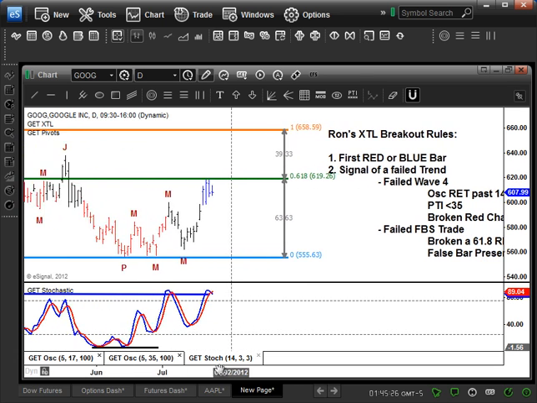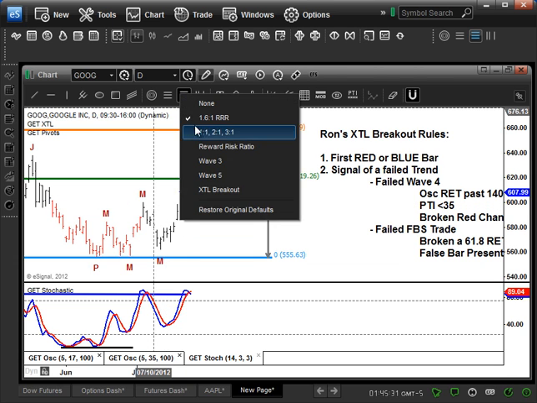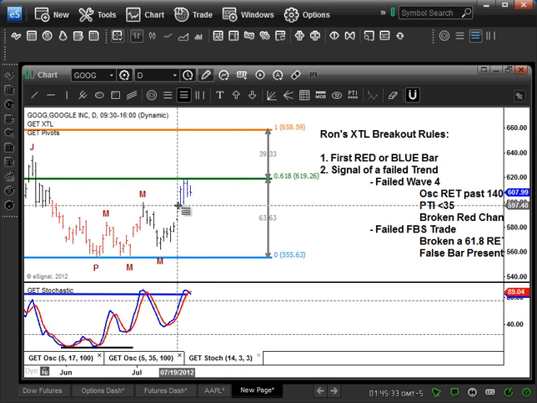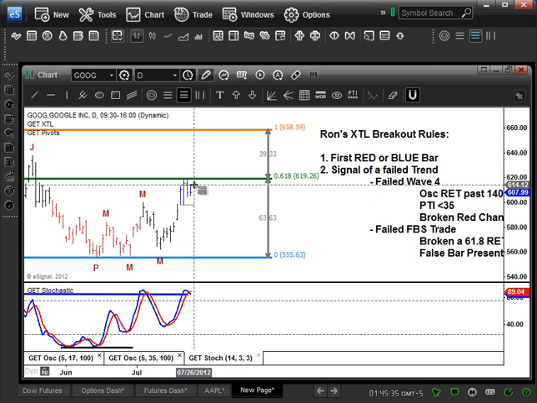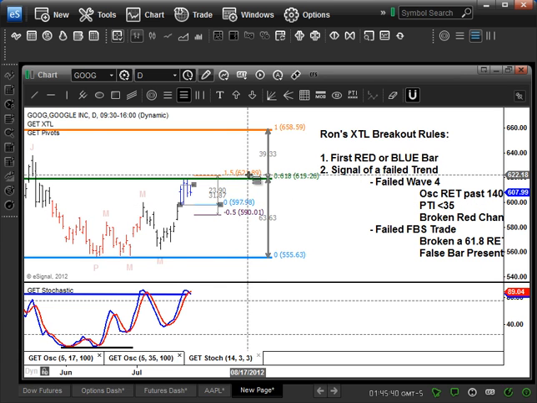Now, you go back to that first bar. The first XTL bar was back on July 20th. Just for reference's sake, I'll put in a 150% extension on that bar. It gives me a breakout of about 621.